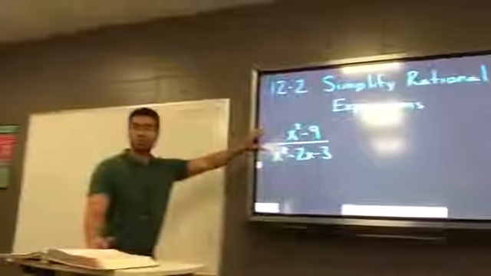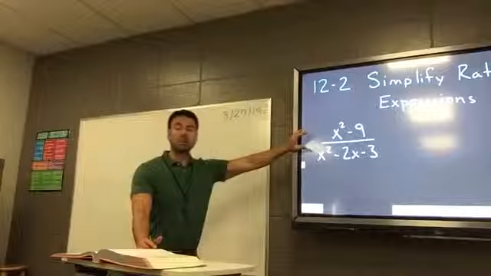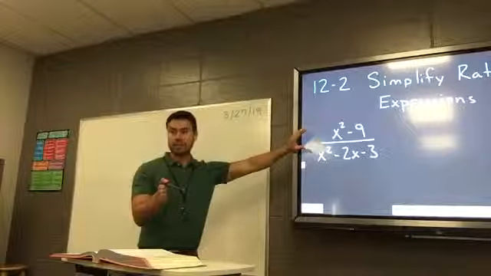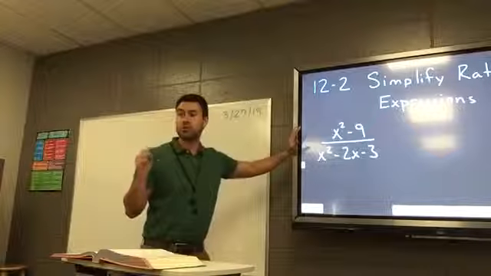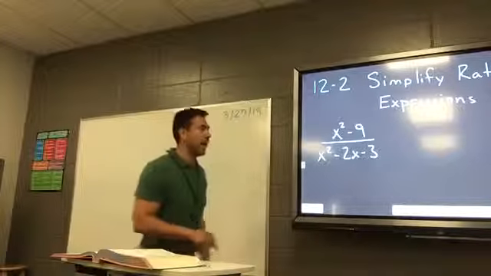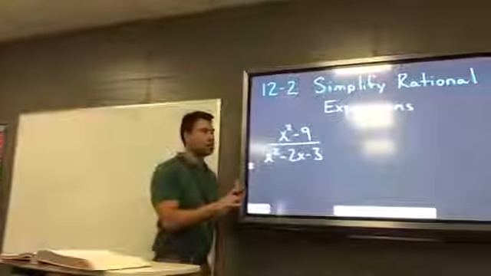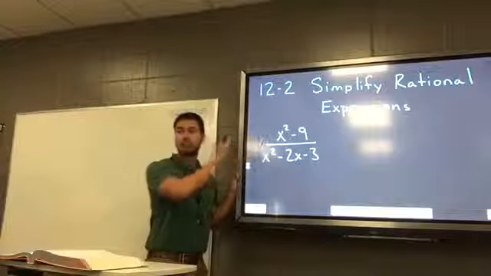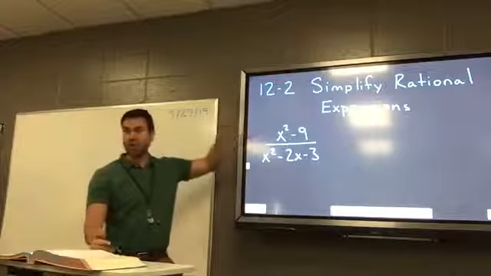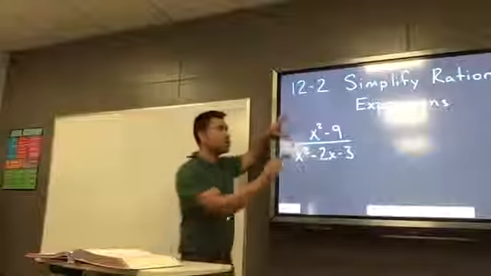This is a rational expression, and we are going to simplify it a lot like we did yesterday, and we're also going to find those excluded values. Now, what I want you to do in these problems is factor the numerator and factor the denominator. Look at the numerator, guys.